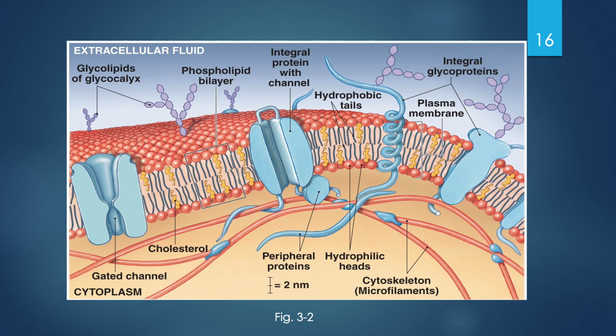You can see that this channel here will allow passage directly through it for certain molecules, and it is an integrated, integral part of the membrane. There are also integral glycoproteins, which are also integrated into the wall, that you see over to the right. And then inside the cell, you're going to see the beginnings of the cytoskeleton, which is basically just the scaffolding or structure of the interior of the cell.